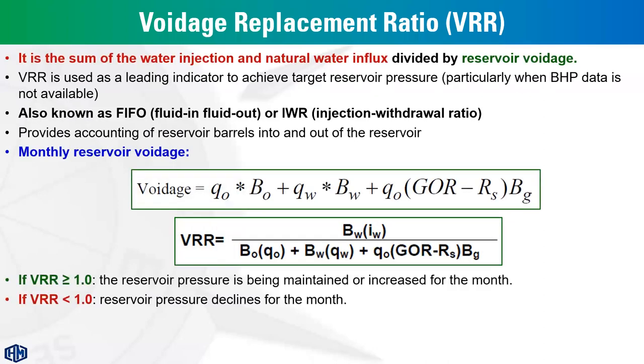So the voidage replacement ratio is a summation of water influx due to the aquifer and water injection, divided by the reservoir voidage as defined. So this is the monthly reservoir voidage. It's simply the summation of total produced oil, water, and free gas production. So the voidage replacement ratio is defined by this equation. We have the water injected, or we have water influx. You have to add this to the water injection. So for a voidage replacement ratio higher than one, that means the average reservoir pressure is maintained stable with the continuous production operations.